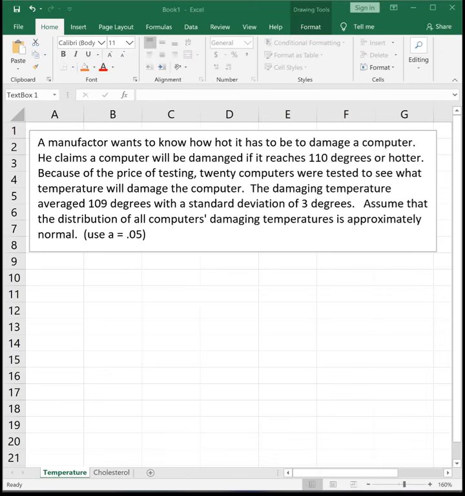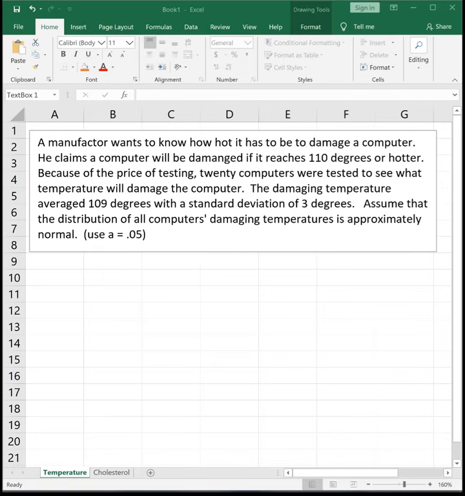In this video, we're going to see how we test the claim for a situation about the mean. So our first example: a manufacturer wants to know how hot it has to be to damage a computer. He claims the computer will be damaged if it reaches 110 degrees or hotter. Because of the price of testing, 20 computers were tested to see what temperature will damage the computer.